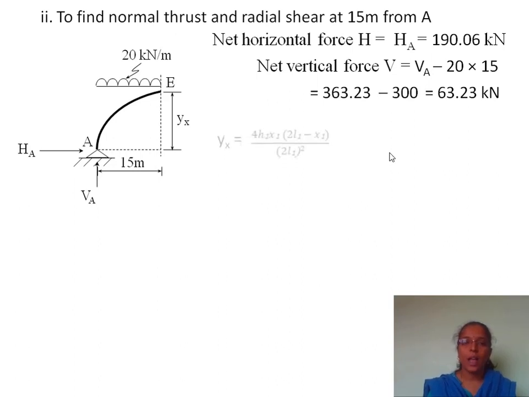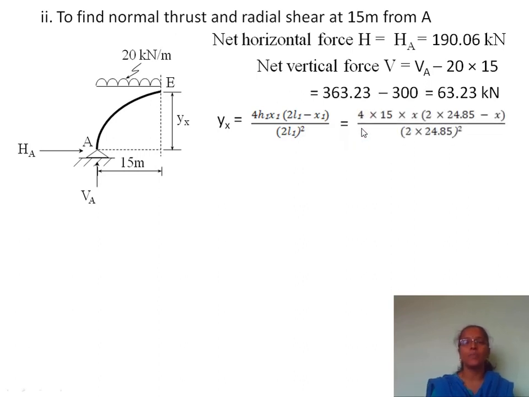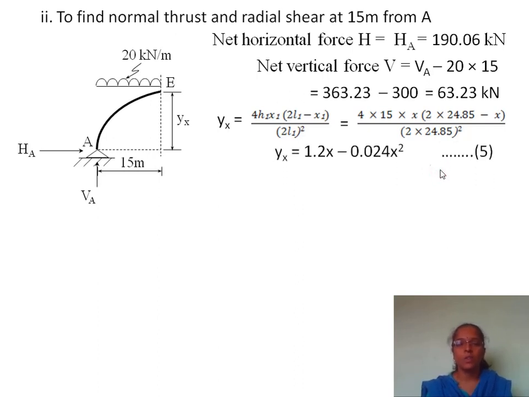So now to find the angle theta, we have yx is equal to 4hx by L square, where in AC segment we have to substitute h as h1 and L as 2L1. So we have substituted the equation here. Let us substitute the values here. 4 into h1 is 15 meter, x1 is x, and then 2 into L1 is 24.85 minus x divided by 2 into 24.85 whole square. So if you simplify this, you will get yx as 1.2x minus 0.024 x square.